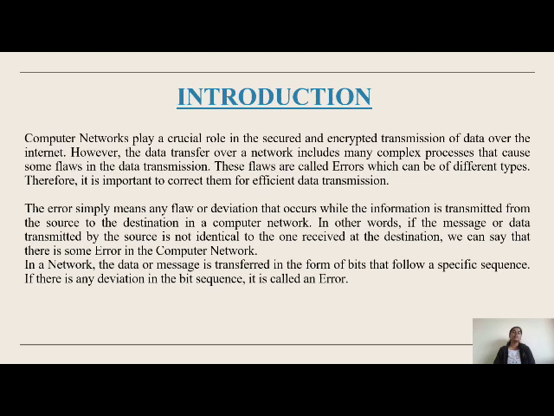The error simply means any flaw or deviation that occurs while the information is transmitted from the source to the destination in a computer network. In other words, if the message or data transmitted by the source is not identical to the one received at the destination, we can say that there is some error in the computer network. In a network, the data or message is transferred in the form of bits that follow a specific sequence. If there is any deviation in the bit sequence, it is called an error.